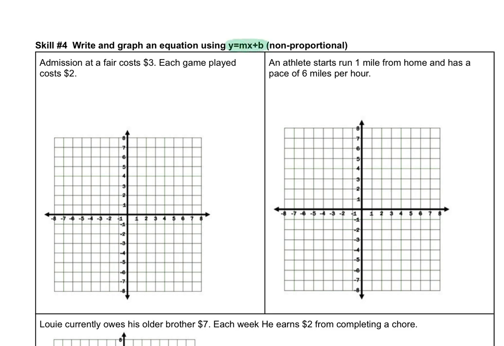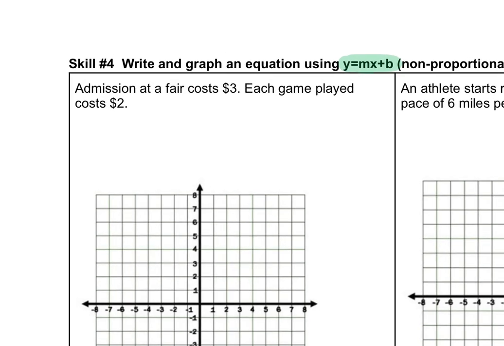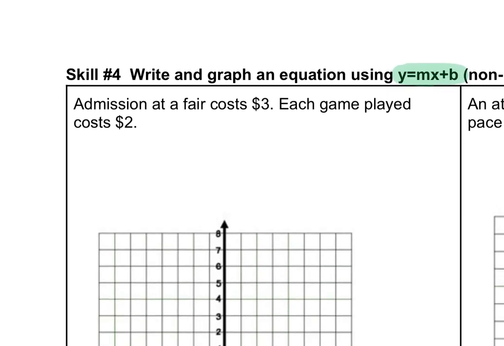All right, so it says admission at a fair costs $3. Each game played costs $2. So if I'm going to use y equals mx plus b, I need to identify which number is the slope m and which number is my y-intercept b. In class, we talked about how the y-intercept is kind of like an initial cost, initial fee, or starting value.